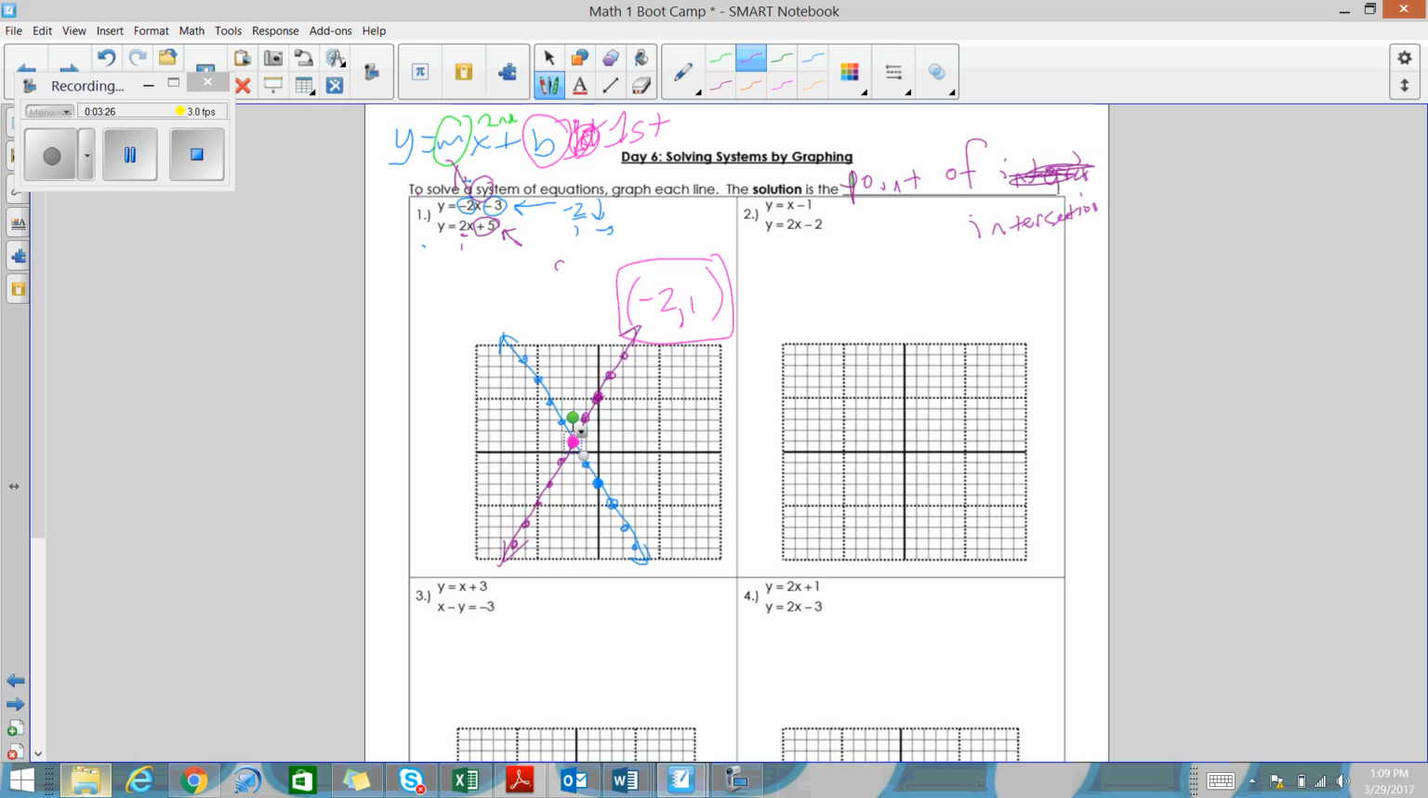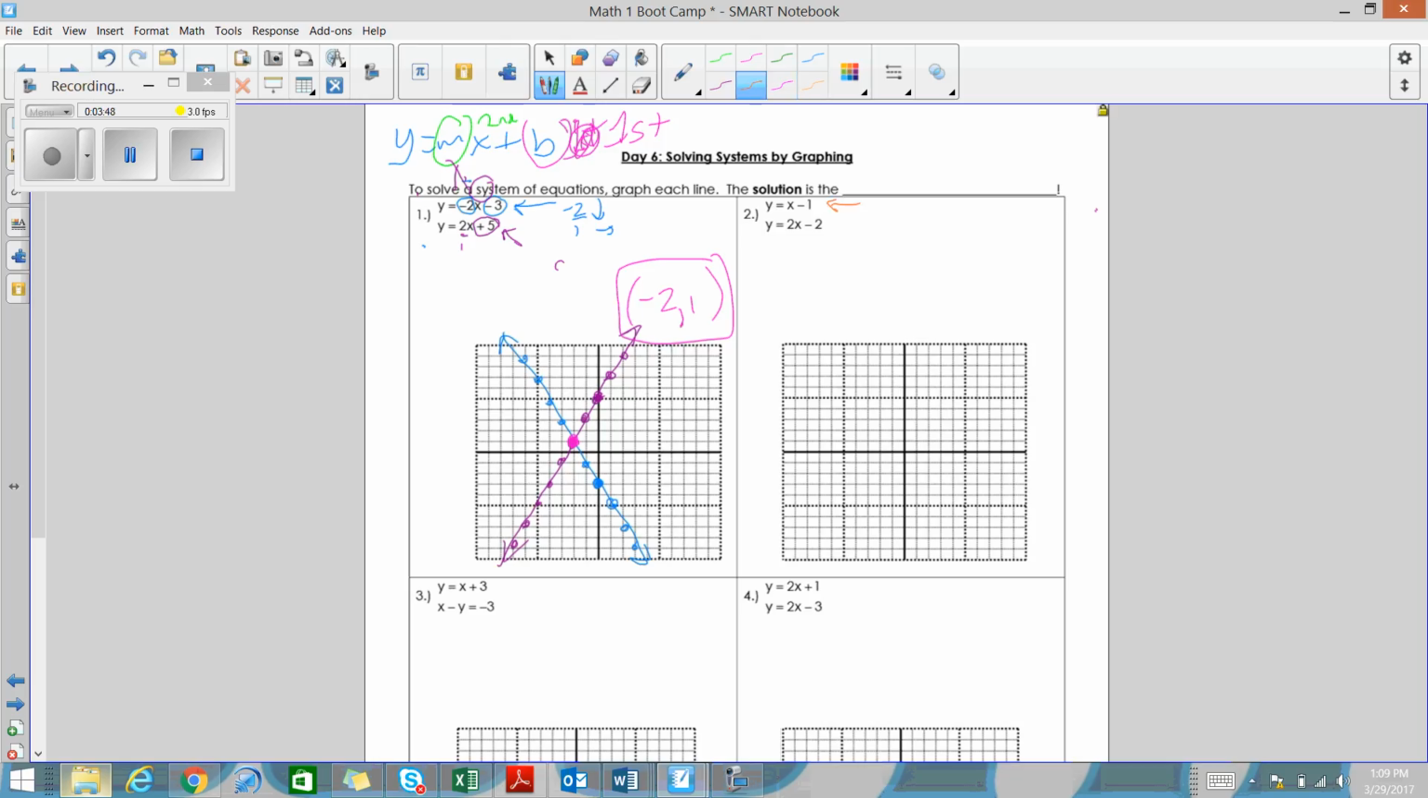All right, let's do number 2. So again, let me erase some of this because it's starting to get in the way here. Okay, here we go. So now we're going to start with our top equation.